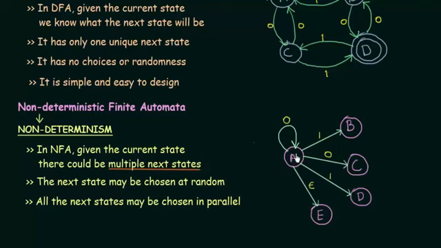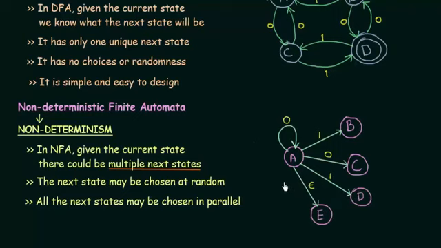Now look at this. We have a state A here, and let's see how it behaves on getting input 0. A could either stay in A itself, or it could go to state C. It can have multiple next states. And let's see what happens on getting input 1. On getting input 1, A could either go to B or A could also go to D. So it has multiple next states.